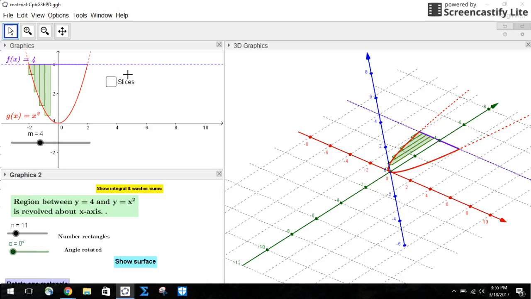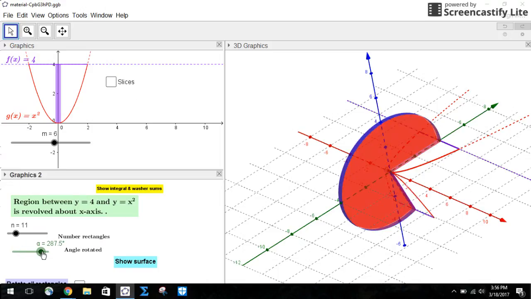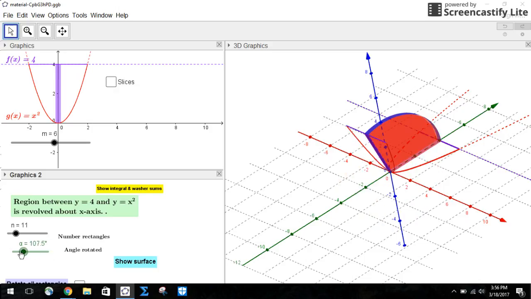Sorry about this. There it is. There's my one slice. So I'm going to take this slice and move it right there. So when the slice does touch the axis of revolution, it looks like we would expect, like a disc.